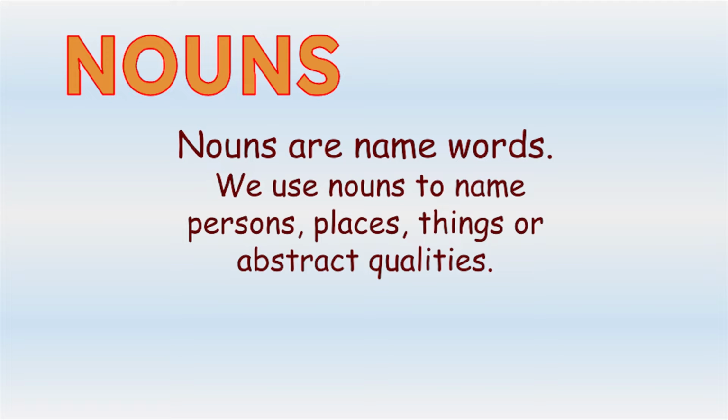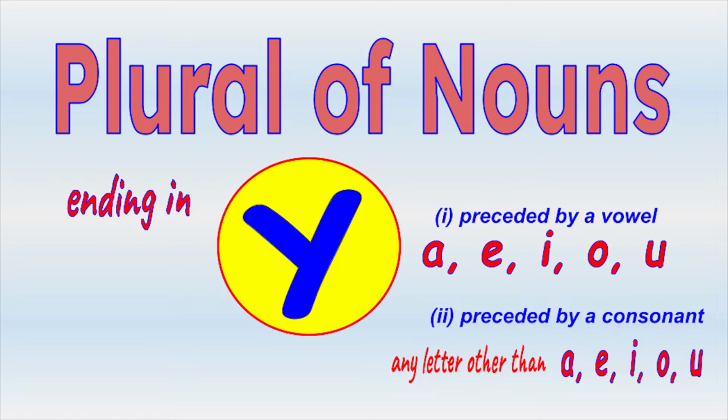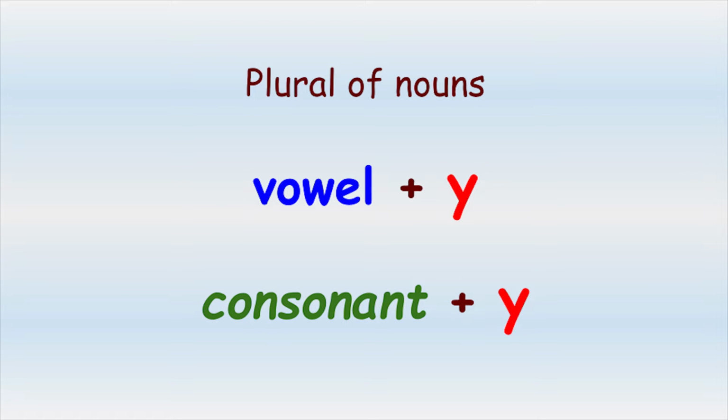Nouns are name words. We use them to name persons, places, things, or abstract qualities. In English, there are different rules to form the plural of nouns. In today's lesson, we will learn how to form the plural of nouns ending in Y preceded by a vowel and nouns ending in Y preceded by a consonant.